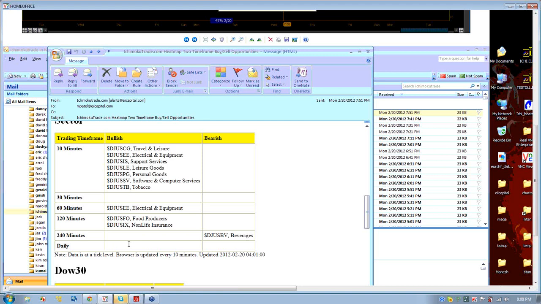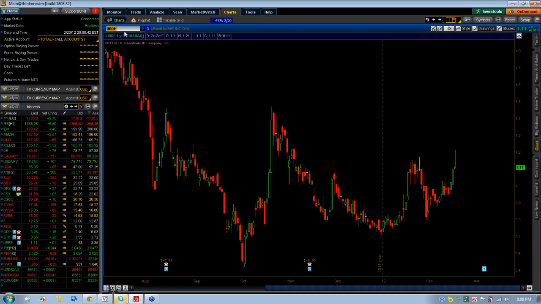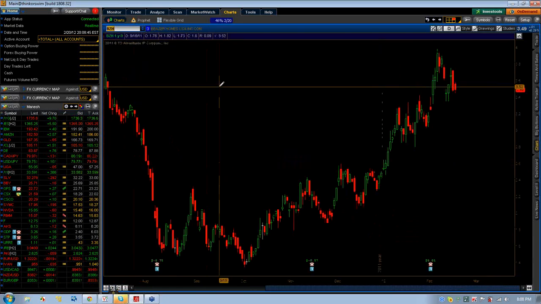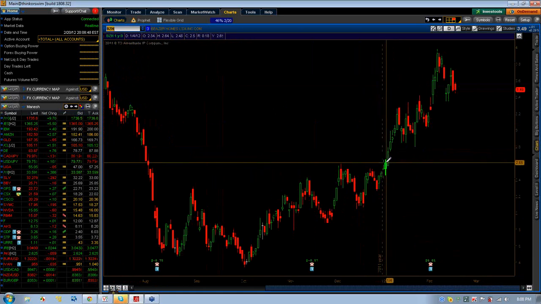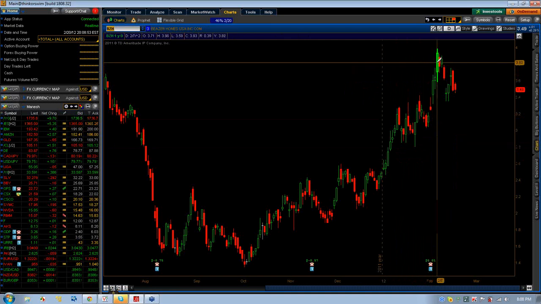What was the worst last year? Home builders, maybe? Take a look at these stocks. These are home builder stocks. Look at this move since the beginning of January. This was on multiple time frames on the sector side. And look how much they took off. This is Beazer Homes.